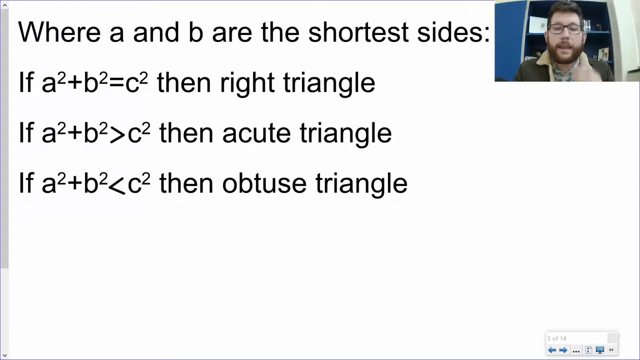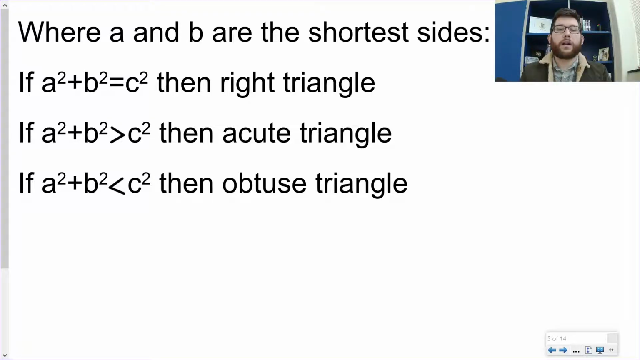Now, if I don't have them equal, there's two options. If the two smaller sides squared and added together is larger than the largest one squared, we get an acute triangle. And then the opposite, if the largest one squared is bigger, we get an obtuse triangle. And that hopefully makes sense.